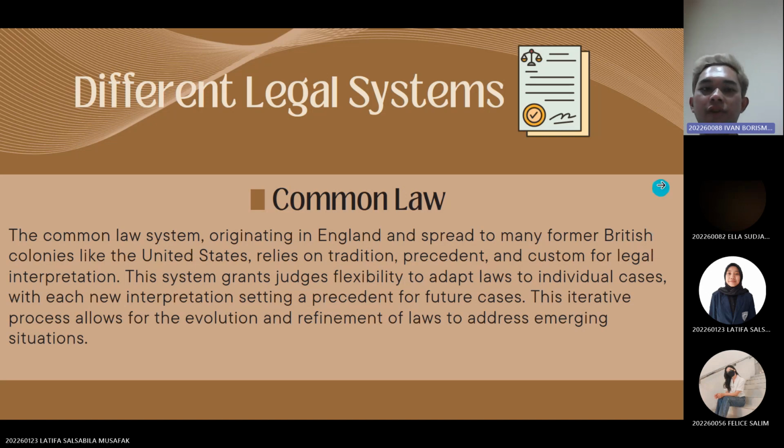The example for this would be Indonesia. Elements of common law can be observed in the legal system, particularly in the interpretation and application of contract law. Courts may consider past decisions and legal principles established in previous cases to interpret and apply the law in contract disputes. This allows for flexibility and adaptability in addressing unique circumstances. Next slide, please.